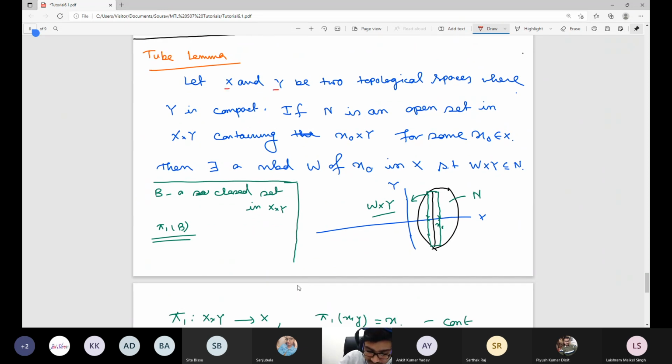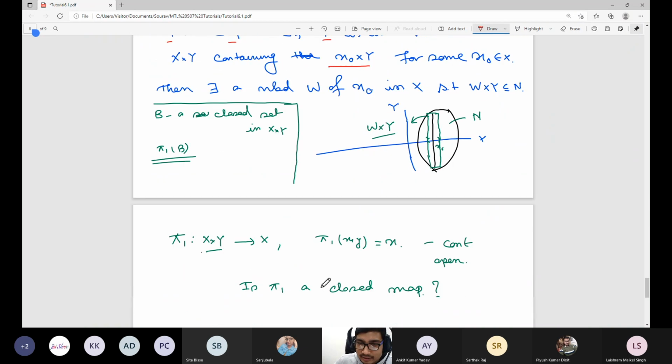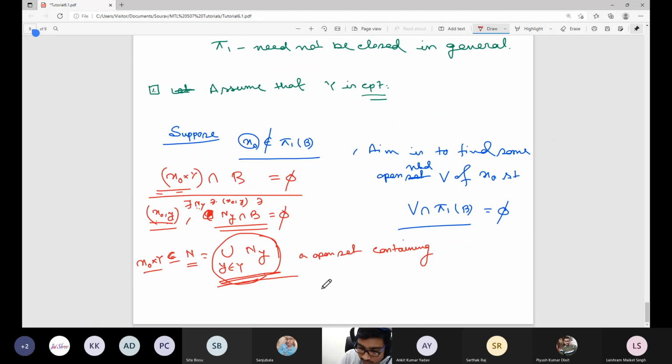X and Y are topological spaces, Y is compact and N is an open set containing x0 cross Y. What can we say about this then? By the tube lemma, there exists a neighborhood W of x0 such that W cross Y is contained in N. Fine.